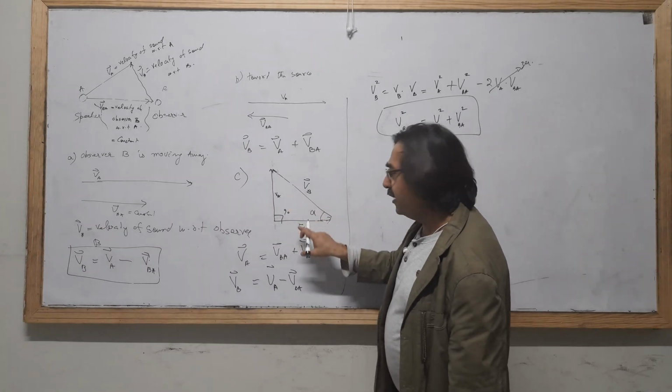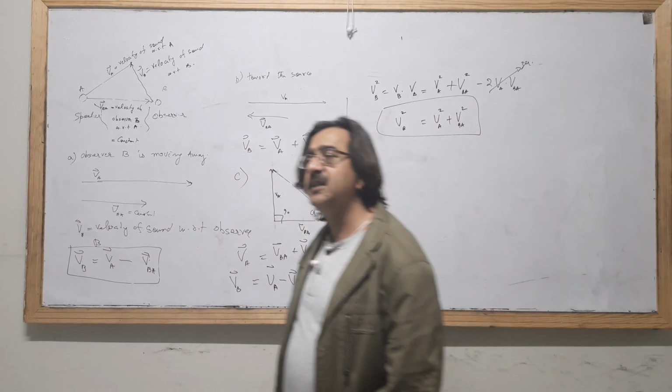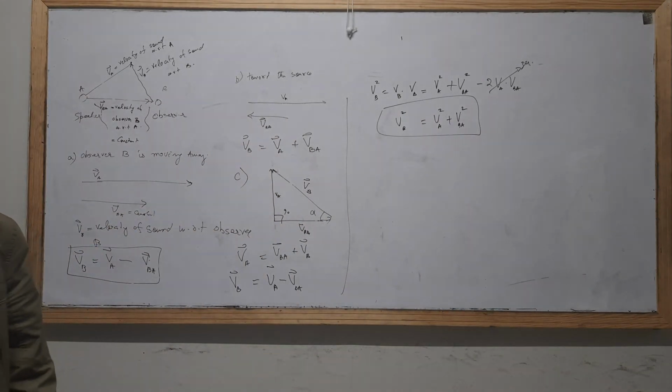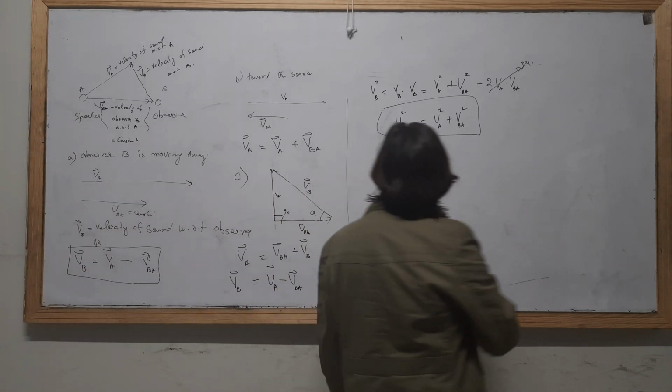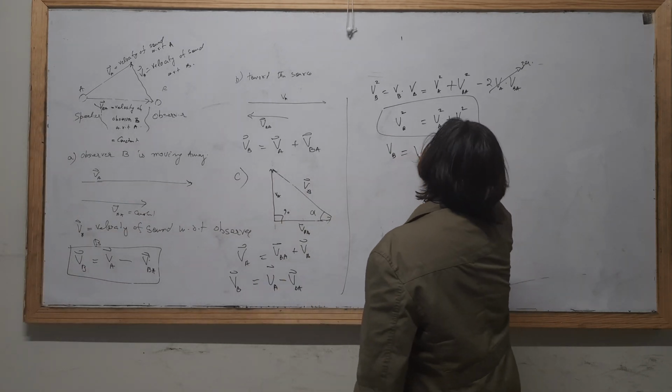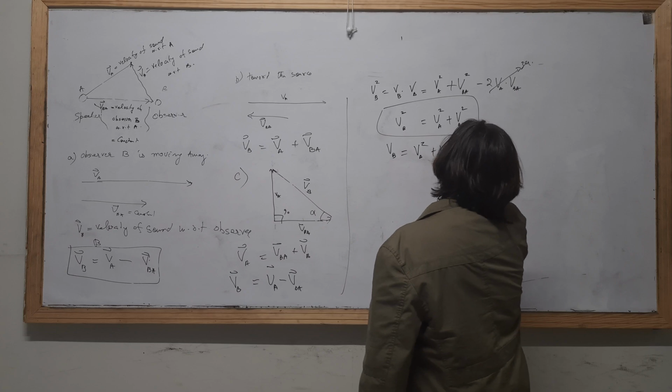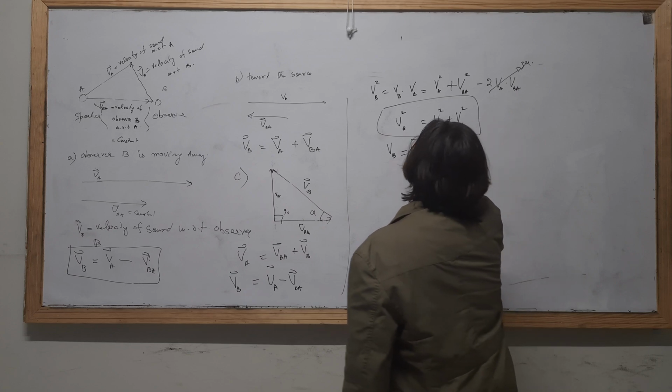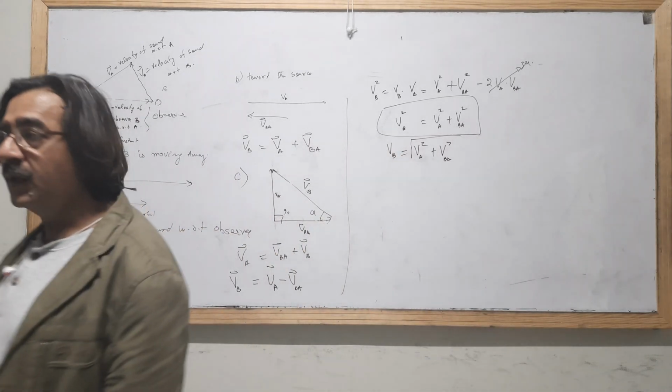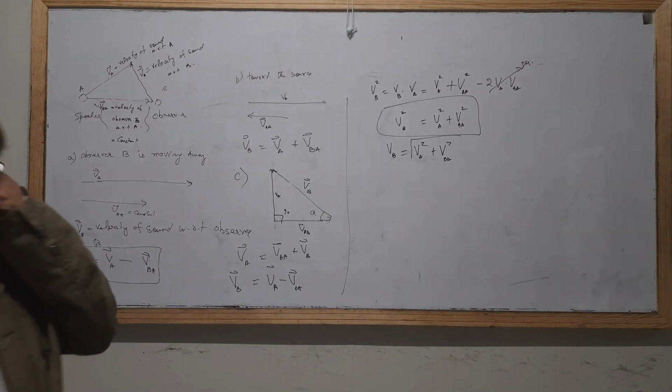The angle between VA and VBA is 90, and cos 90 is 0. Okay, so that's why VB squared will be equal to VA squared plus VBA squared, and so that will be equal to this.